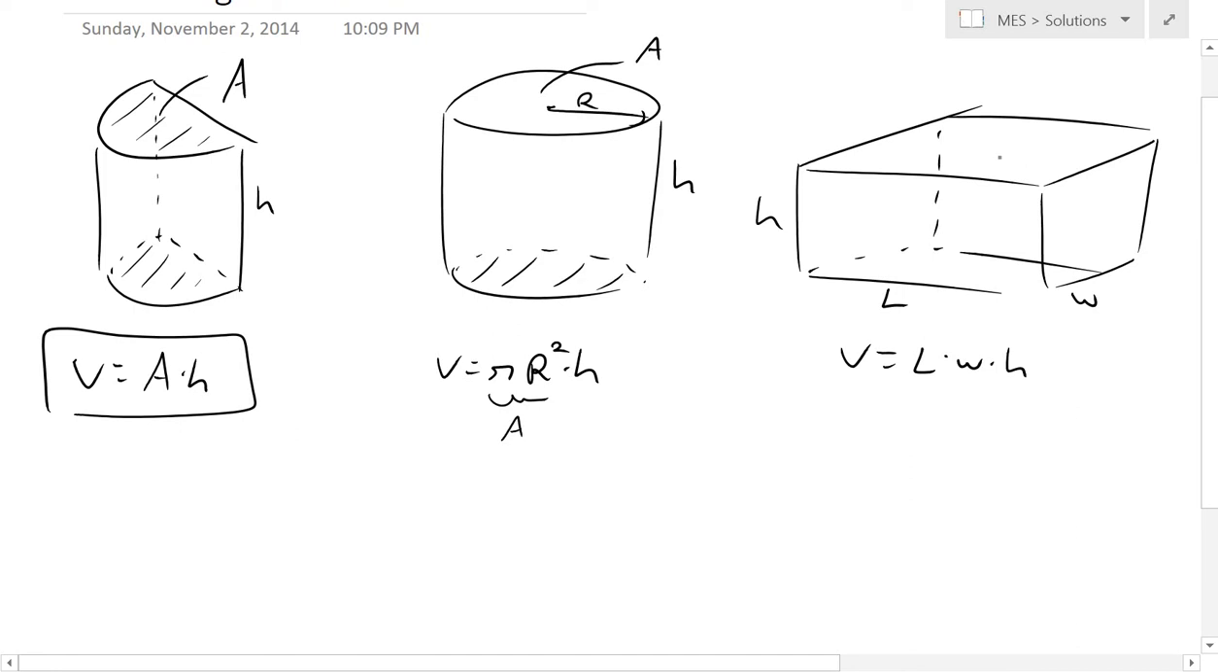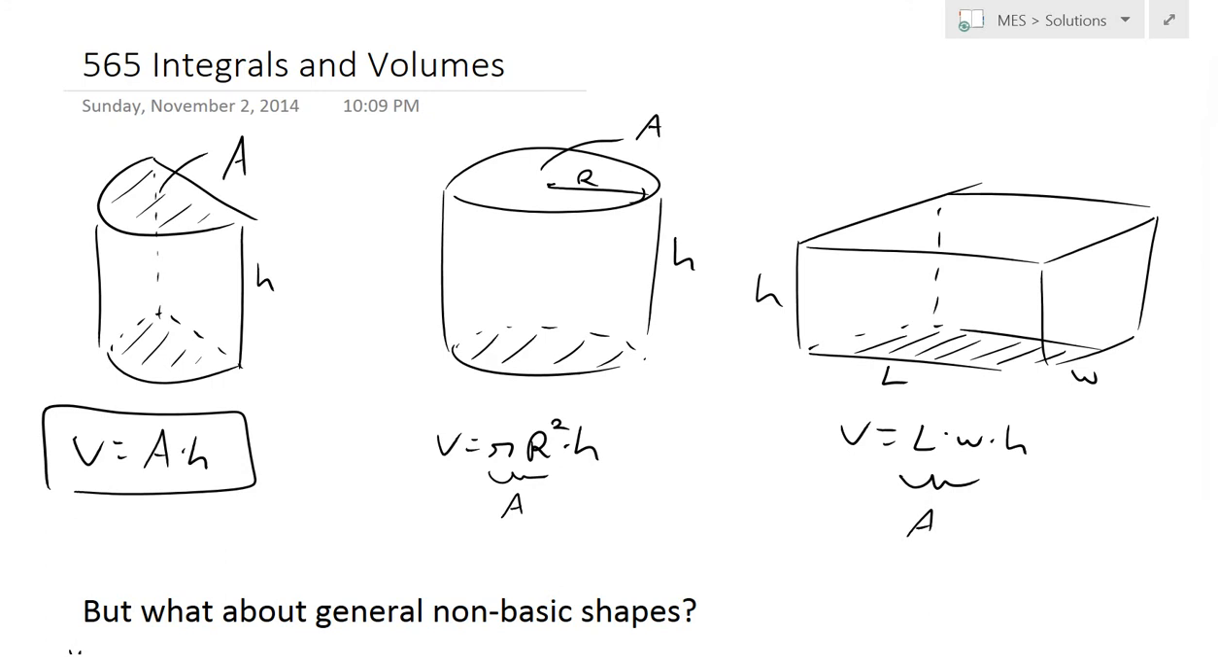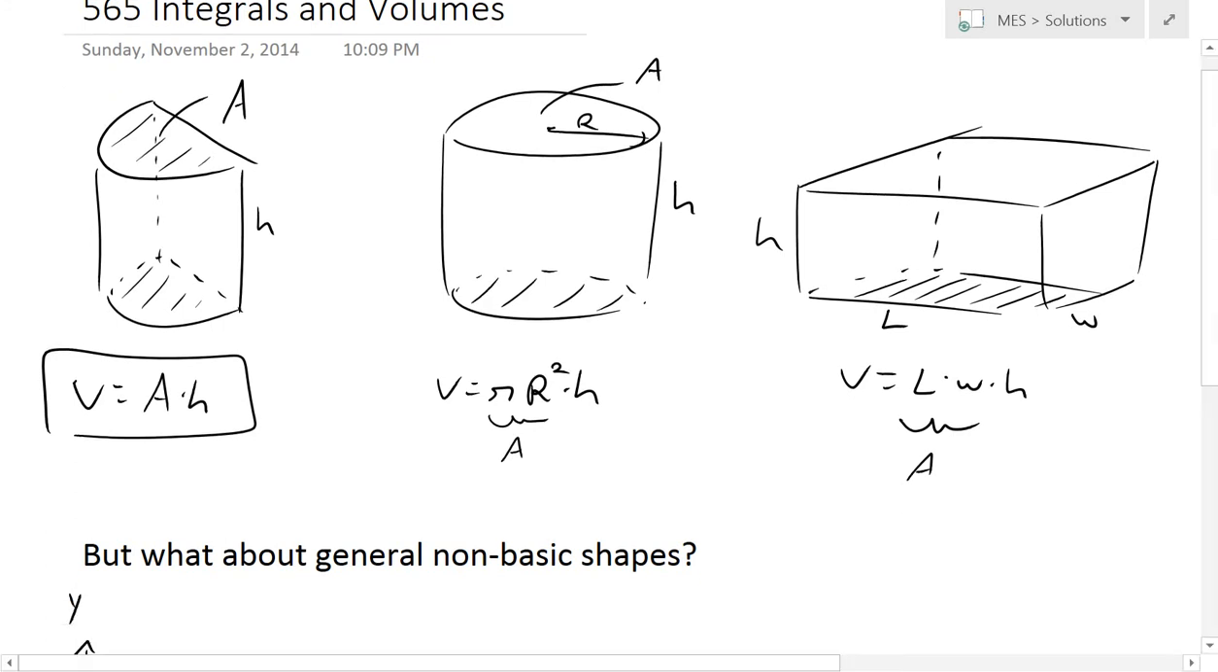And now if you have a rectangular prism like this, with height H, length L, and width W, the area could be seen as just this bottom one here, length times width. So that's just going to be area, and then the volume is just length times width times height, or area times height. So as you can see, for these basic shapes, the volume's all defined similarly.